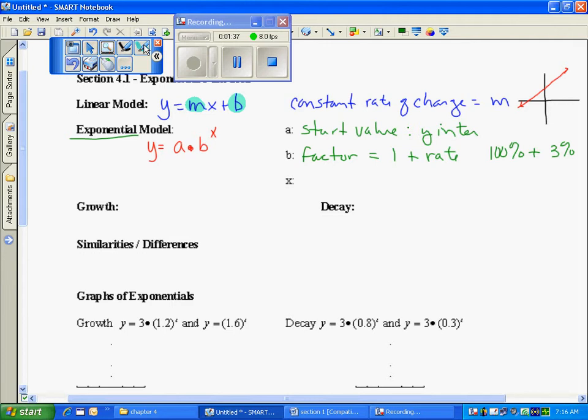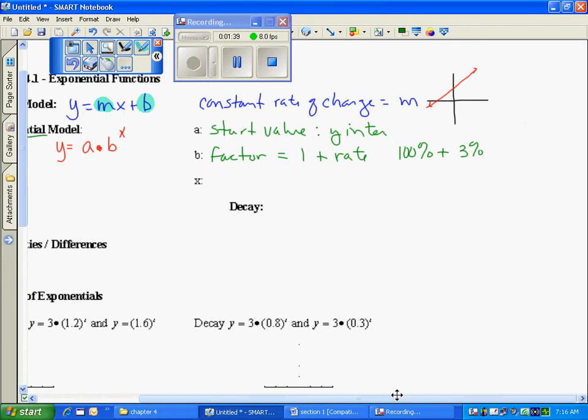Now, not everything grows. If I want this to decay or be less than, then I might have 100% minus 3%. So here my factor in the first situation would be 103%, or 1.03, converting it to a decimal. And in the second situation where I have decay, I'm losing 3%, so I stick with 97%, or 0.97. Notice, this b value is less than 1 when I have decay. So right here, we're going to say b, my factor, is going to be less than 1 when there is decay.